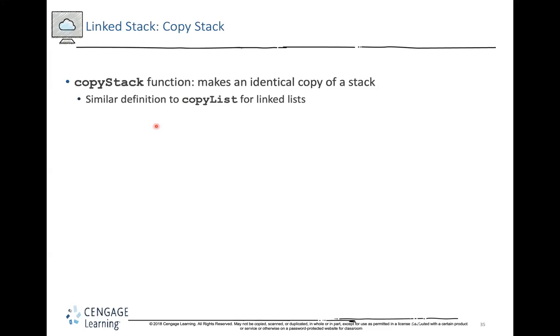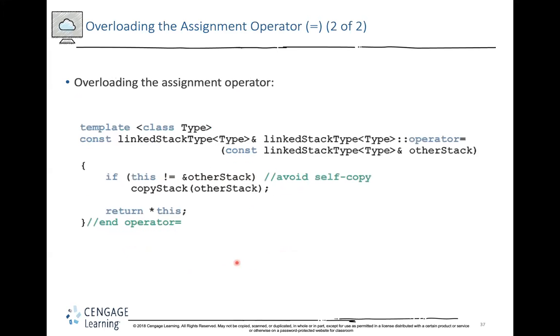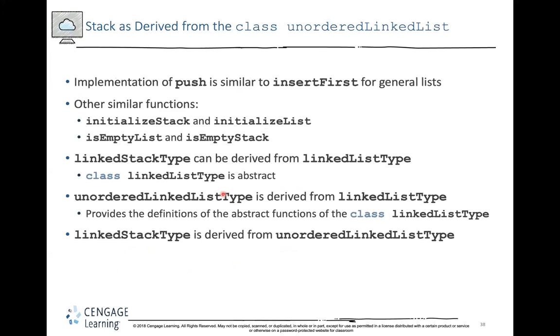To copy a stack, this is essentially the same thing as copying a list. So here's what it might look like. If you want to have a copy constructor, you just use that copy stack operation. You set the stack top to null pointer. For the destructor, you just initialize the stack again. To overload the assignment operator, again you use the copy stack function. That's what is involved.